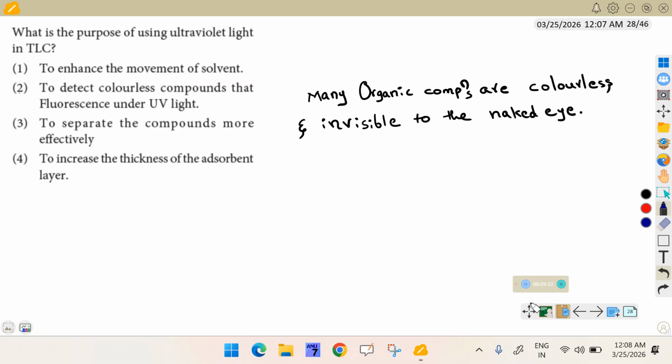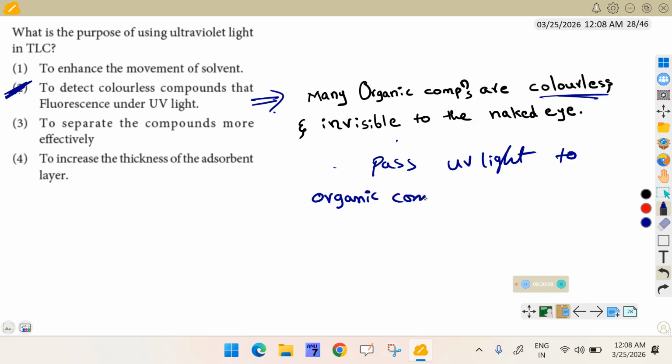What is the purpose of using ultraviolet light in TLC? To detect colorless compounds that fluoresce under UV light. Generally, organic compounds are colorless and invisible to the naked eye. If we pass UV light to organic compounds, then the compounds are visible.